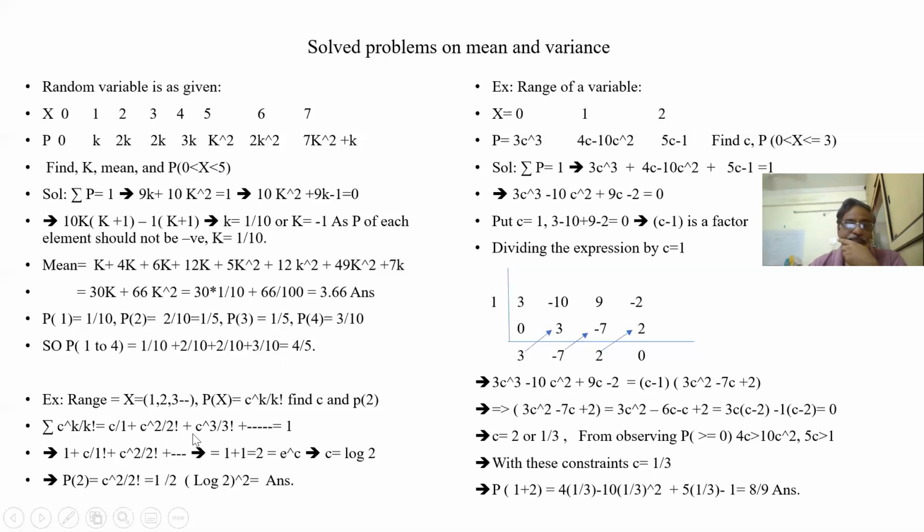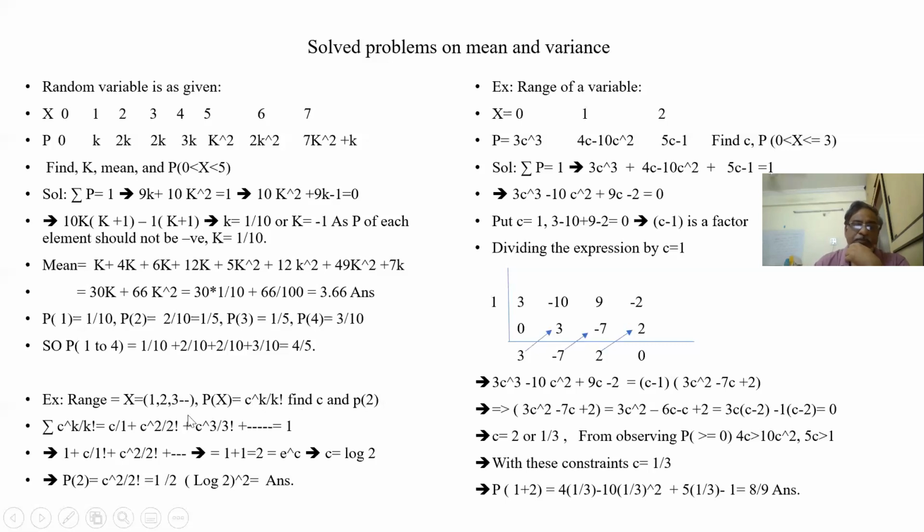So let us see. It is said that the range of x is 1 to infinity: 1, 2, 3, like that goes up to infinity. P of x is defined as c to the power of k by k factorial. Find what is c and what is P of 2.